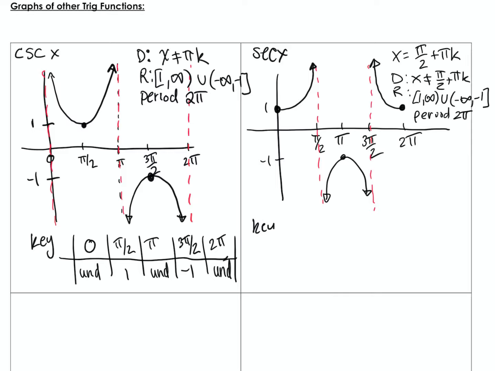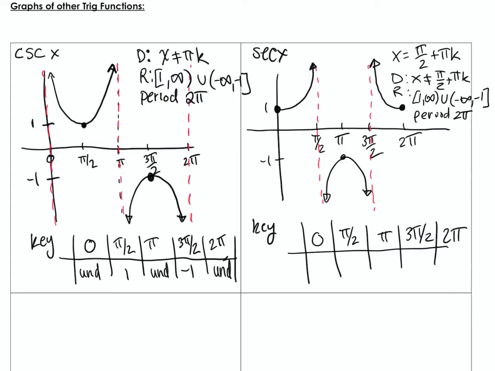Now my key points, when I go to graph translated functions of secant, my key points are going to be 0, pi over 2, pi, 3 pi over 2, and 2 pi. At 0, it's going to be 1. At pi over 2 is undefined because I have an asymptote there. At pi, it's going to be at negative 1. At 3 pi over 2, it's going to be undefined because there's an asymptote. And then at 2 pi, it's back up to positive 1.